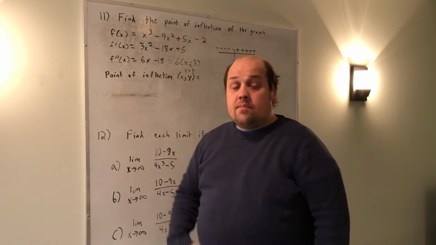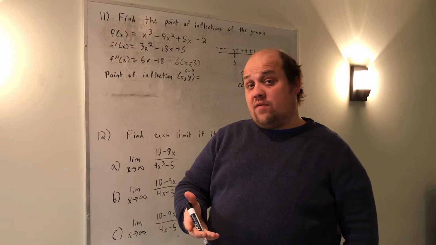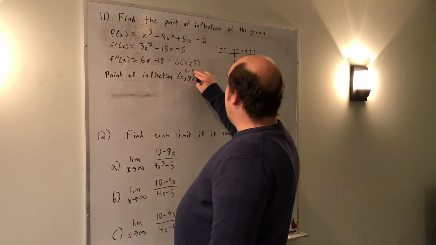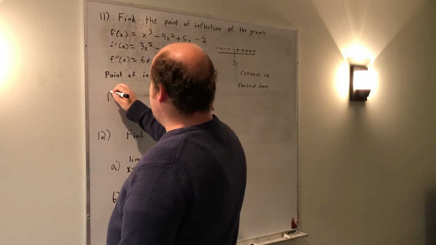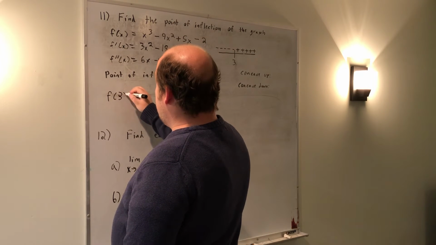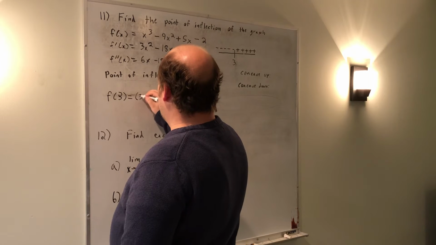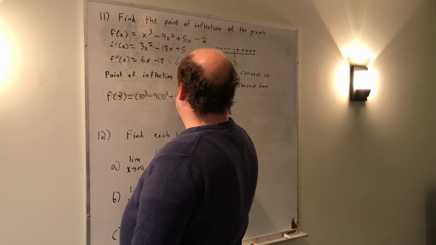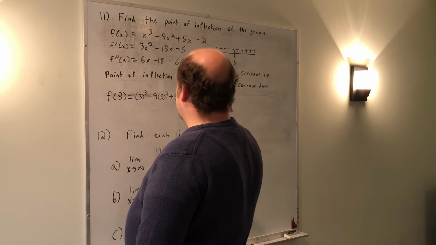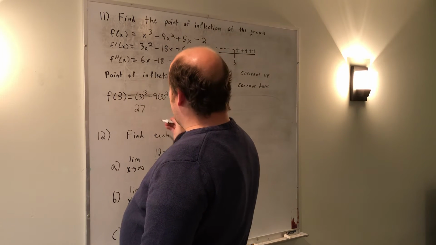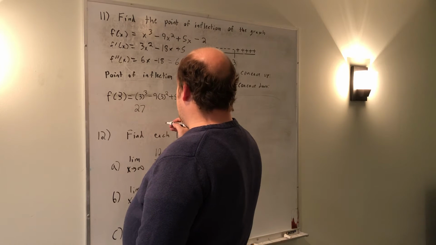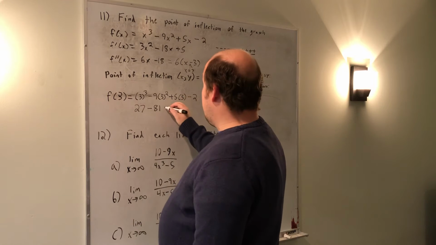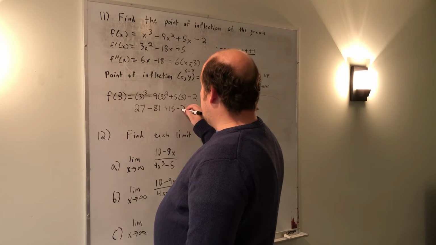But when Cengage asks you for a point of inflection, they want an xy point, not just the x value. So I'm going to plug this 3 back into the original equation. F of 3 is going to become 3 cubed minus 9 times 3 squared plus 5 times 3 minus 2. 3 cubed is 27. Negative 9 times 3 squared is negative 81. 5 times 3 is 15. And then minus 2.